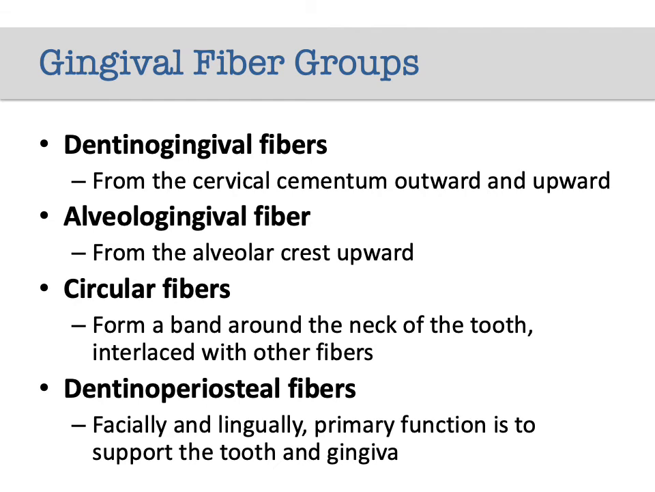Within the gingival fibers, there are some subgroups. The dentinogingival fibers go from the cervical cementum outward and upward to the gingiva. The alveologingival fibers go from the alveolar crest upward towards the gingiva. Circular fibers form a band around the neck of the tooth, and they are interlaced with other fibers. The circular fibers don't touch any portion of the tooth. They are just embedded within the gingiva. And the dentinoperiosteal fibers go facially and lingually, and their primary function is to support the tooth and the gingiva.